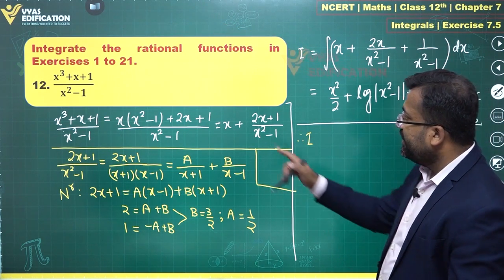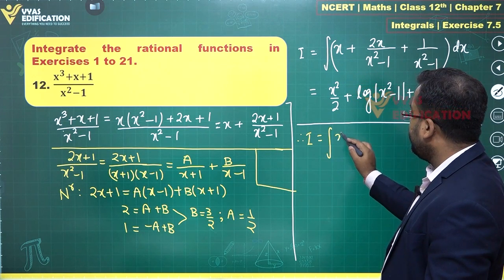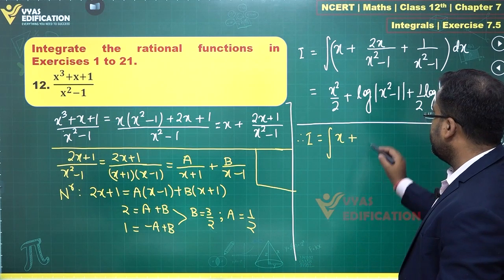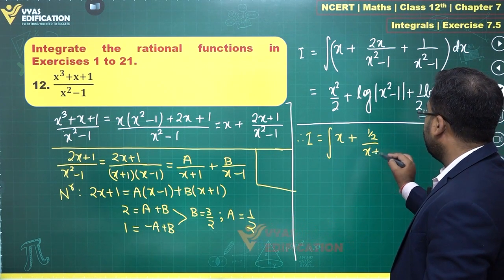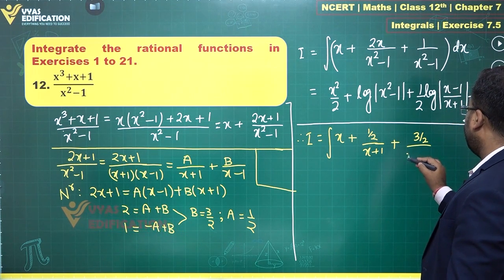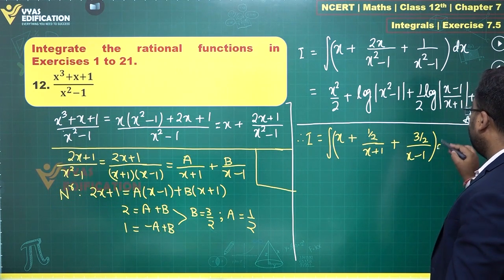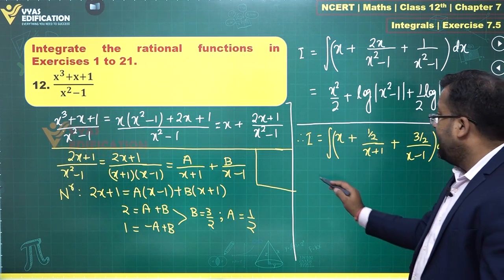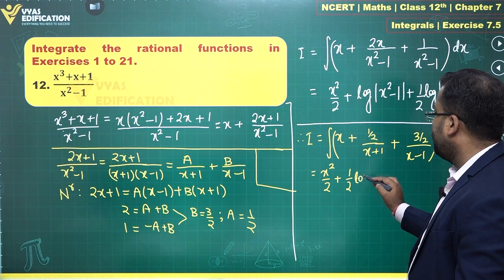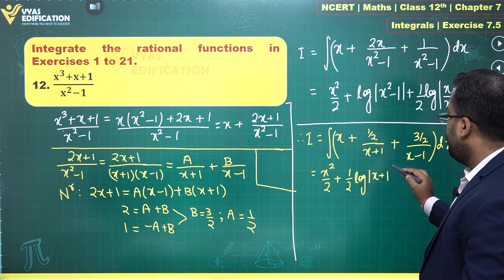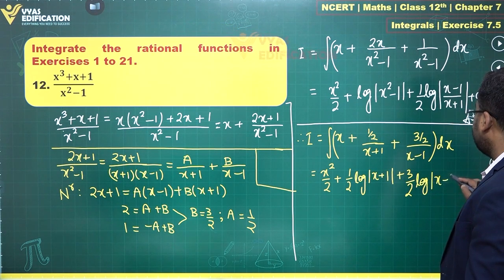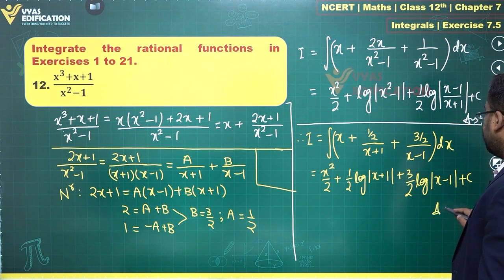I, which is that integral, becomes equal to this, x plus this expression, which is equal to a upon x plus 1, which is 1 by 2 upon x plus 1, plus 3 by 2 upon x minus 1 dx. This is what you get, right? And the integral of x is x square by 2, plus half log modulus x plus 1, plus 3 by 2 log modulus x minus 1, plus constant, and that is the required answer.